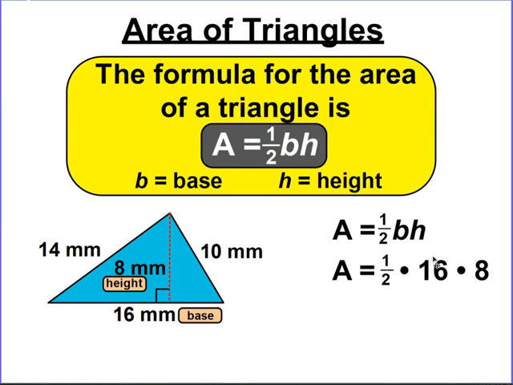Or you could do times 0.5 because 1/2 is 0.5. Or in your head, you could just figure out what half of 16 is first. Half of 16 is 8, and do 8 times 8 to get your answer. Whichever way you choose, the answer is going to be 64. Since it's an area, we're doing square units, so we have square millimeters here. So it's 64 square millimeters, or 64 millimeters squared.